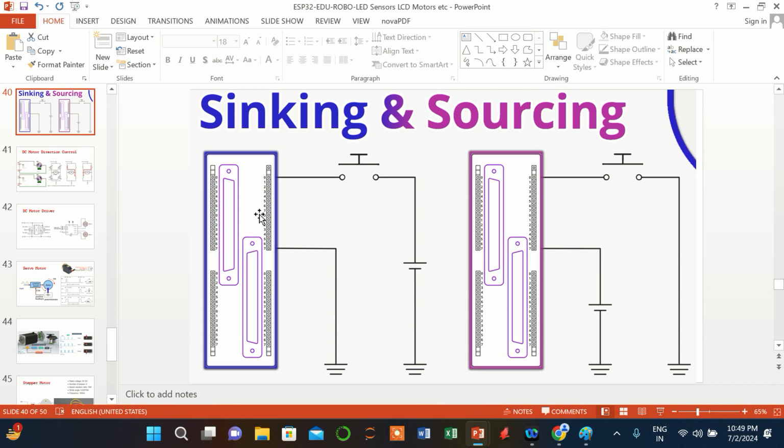That means the current direction is from the positive source to the negative source. So that means it is sinking, meaning the current is flowing through the controller to the ground. So the current direction is like this. That is sinking.